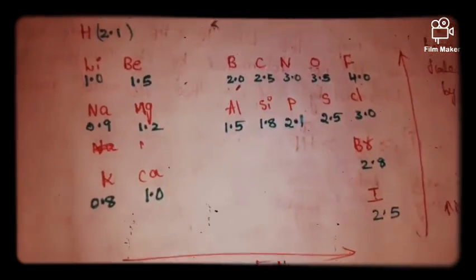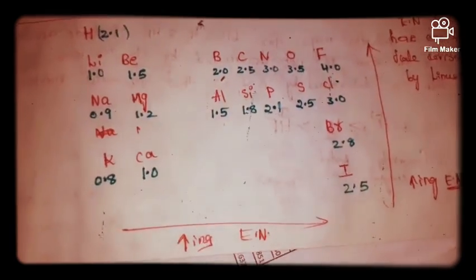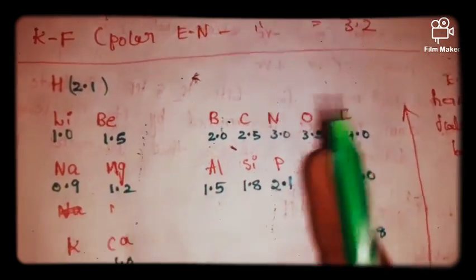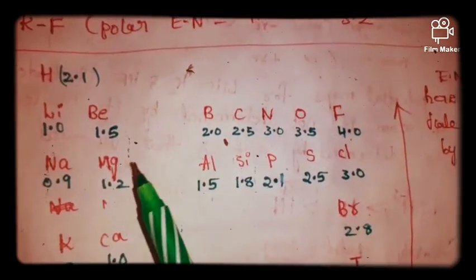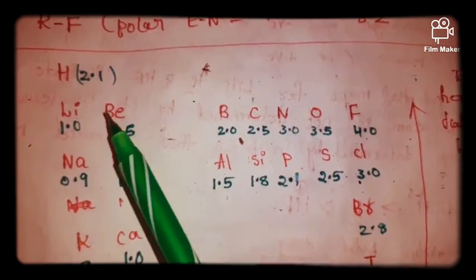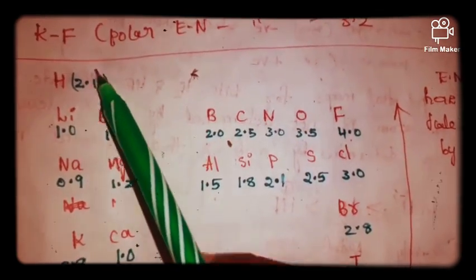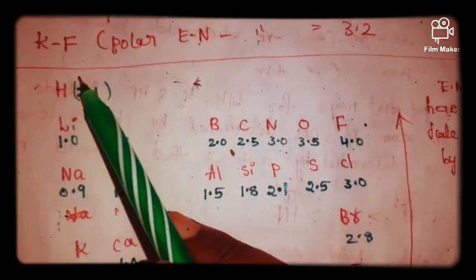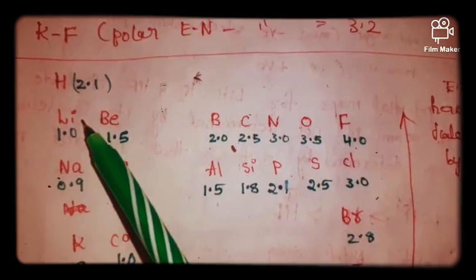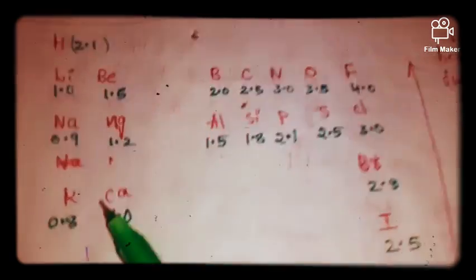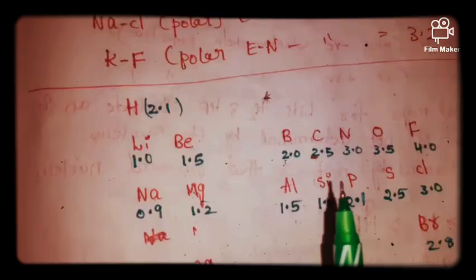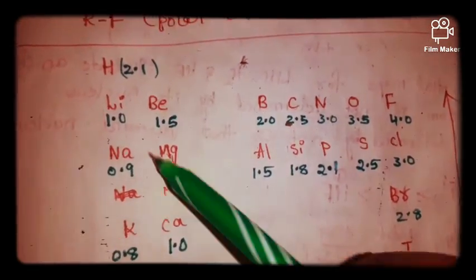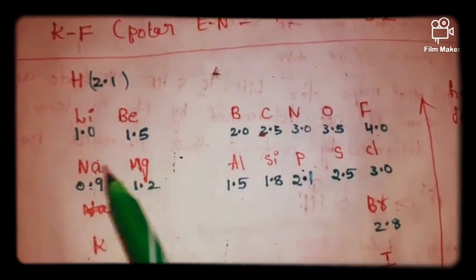Here I have mentioned the electronegativities for some of the important atoms. Try to remember these, and of course I am going to give a trick to remember these electronegativity values also. For hydrogen, the electronegativity is 2.1. We know that in groups, electronegativity decreases down the group. So here 1, 0.9, 0.8, the electronegativity is getting decreased. In periods, electronegativity increases.